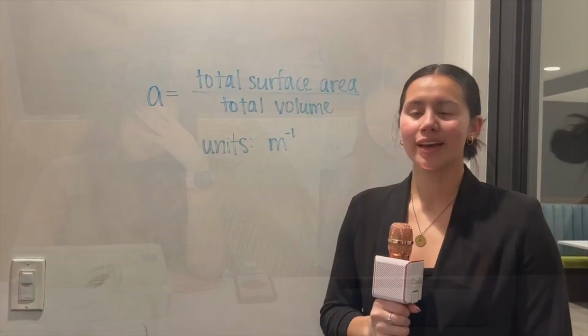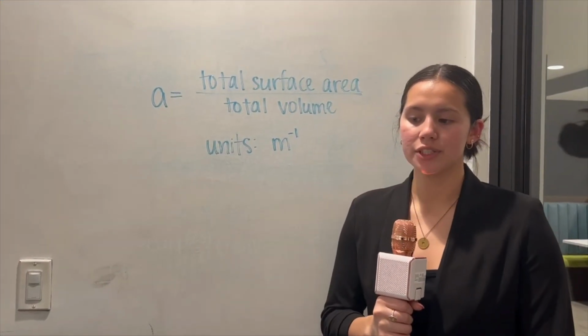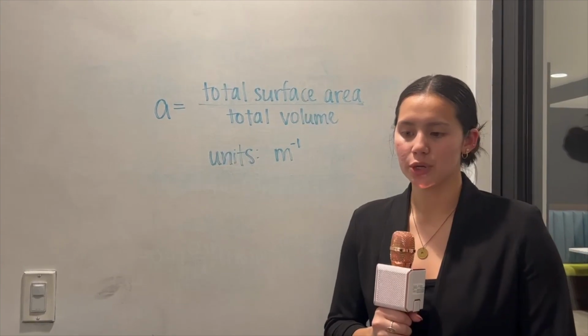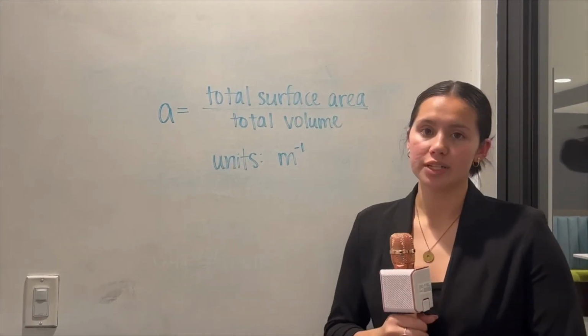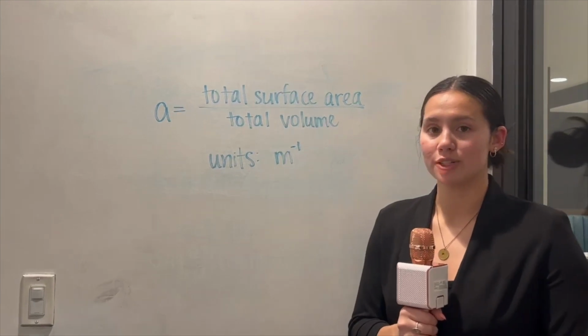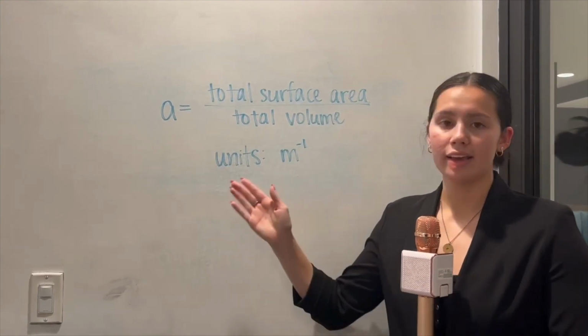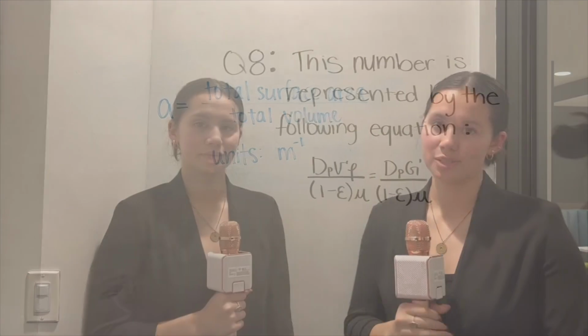What are meters? That is incorrect. What are 1 over meters? That is correct. A represents the ratio of the total surface area in the bed to the total volume of the bed. If surface area has units meters squared and volume has units meters cubed, this results in A being equal to 1 over meters.